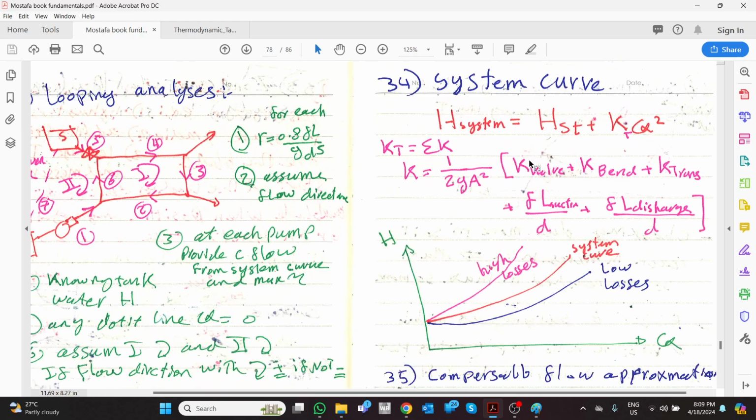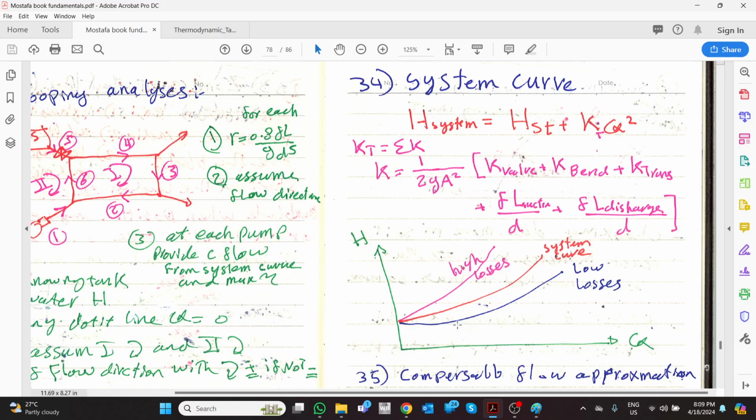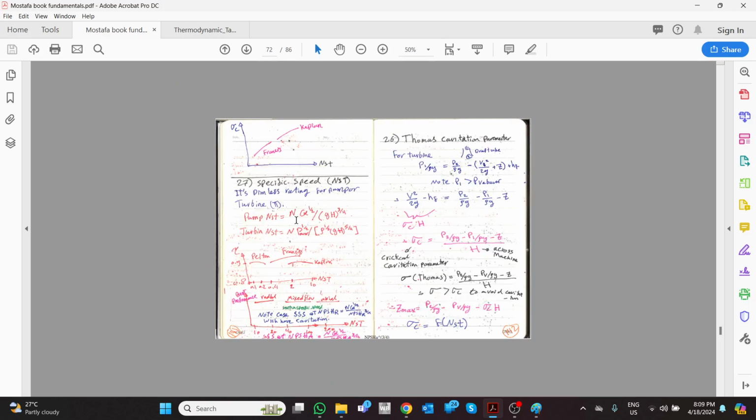We're going to discuss the system curve. For any system curve, its definition is the head of the system at a certain flow rate. It is an equation of H static, which is a constant. For example, if your pump is giving water with static head up or down, down with minus, up with plus, plus K, which is a constant representing the losses in the system, multiplied by Q squared. I already discussed how we got it.